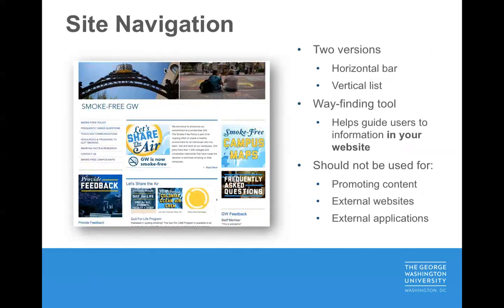So you can see on the Smoke-Free GW homepage, the navigation is in that left sidebar list, pretty reminiscent of what we see in sub-navigation for sites with the horizontal bar. It's always going to be showing in that left sidebar list, and as users click in for deeper navigation, the list will expand and indent for any sub-pages that you might have.